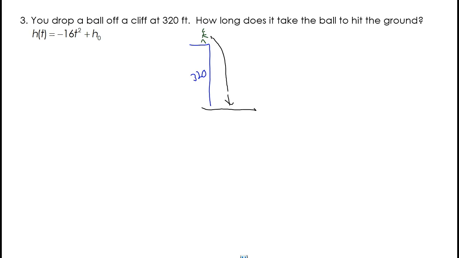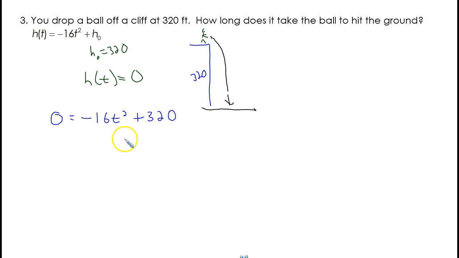All right, so in order to solve this, we have to think about these things, that the initial height is 320, that's h sub 0, and that the height after it hits the ground, the h sub t, is going to be 0, because that's how long does it take the ball to hit the ground. So once we plug these things in, we're only going to have one variable left behind, right? So we got 0 is equal to negative 16 t squared plus 320.